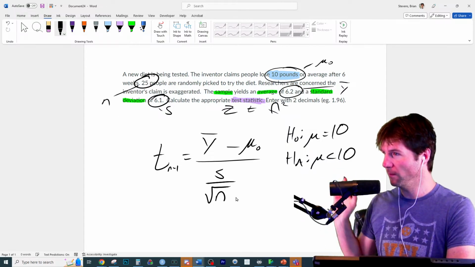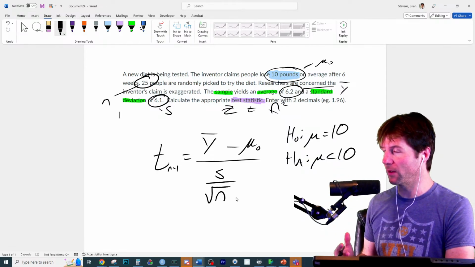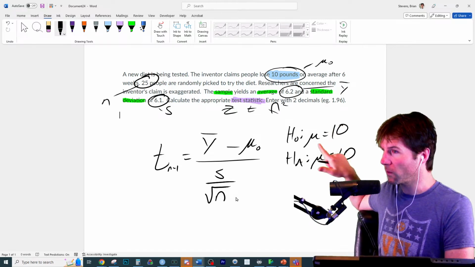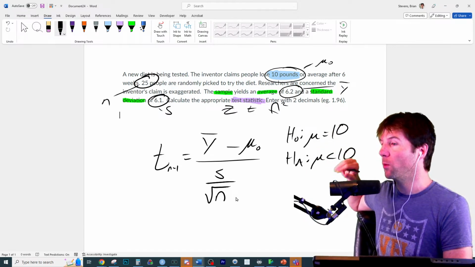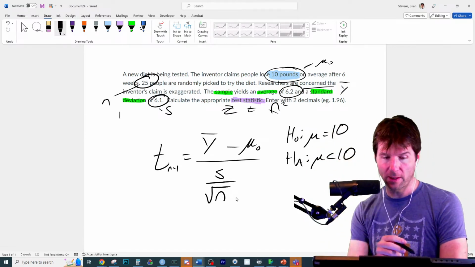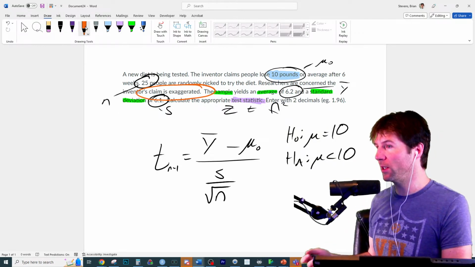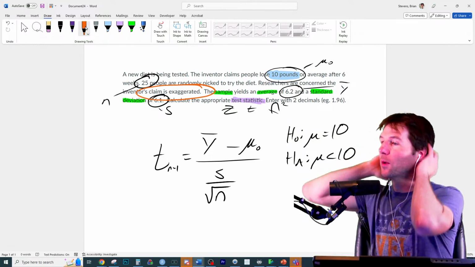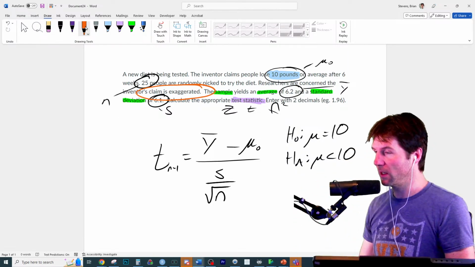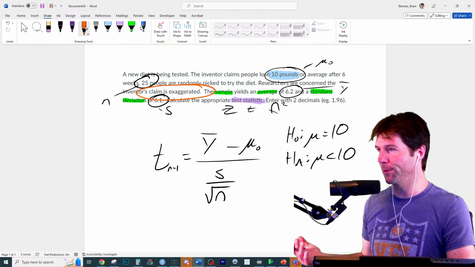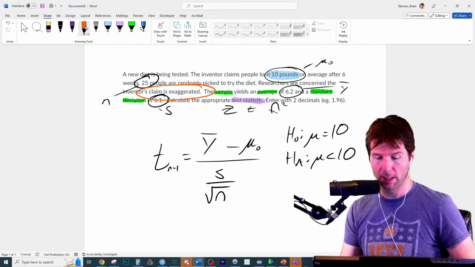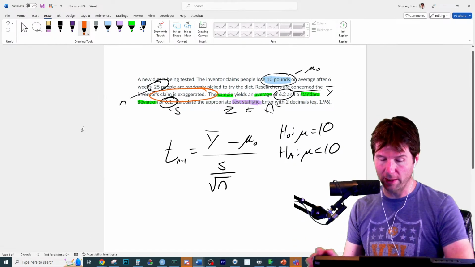So we are investigating the claim, or we're trying to show evidence. So they believe currently you'll lose 10 pounds. We're trying to show evidence you'll lose less than 10 pounds because we're trying to show evidence it's exaggerated. Now, the question doesn't go into all this detail for later parts of it, but this is what you would be doing, using the t-statistic, and the p-value is going to be like 0.0001 or something very small if we do find it. So all we have to do now is just plug in the numbers.